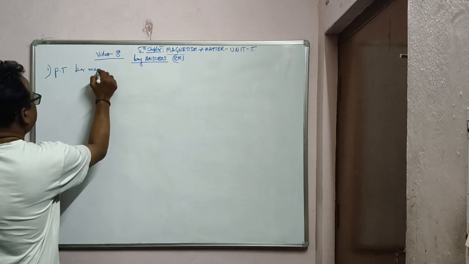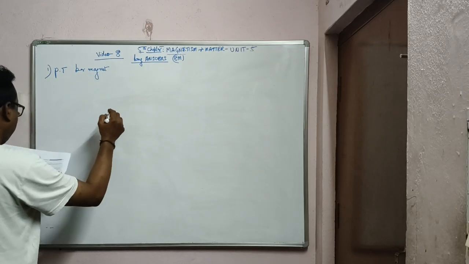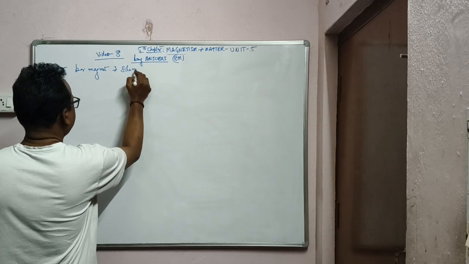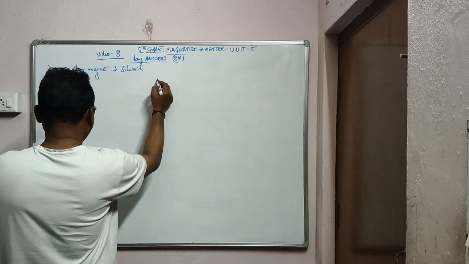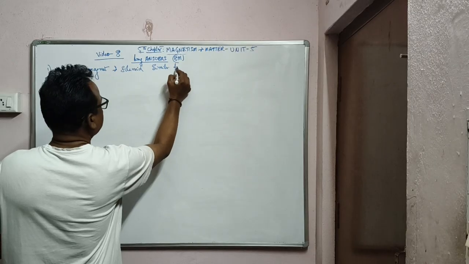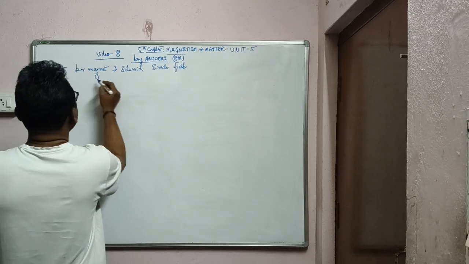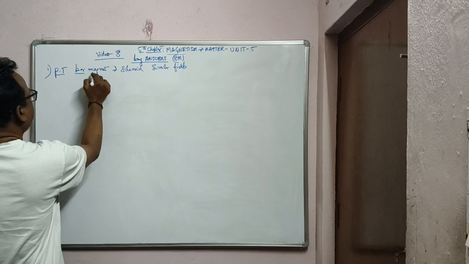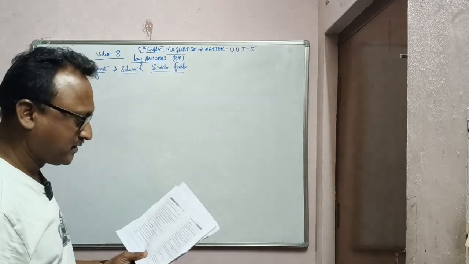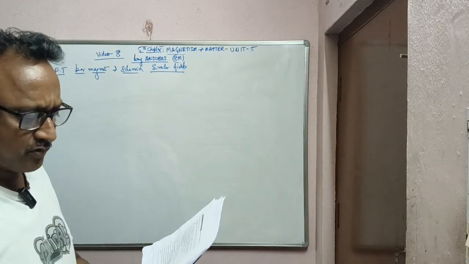Prove that bar magnet and solenoid have similar fields. So he is asking you to prove that a bar magnet and a solenoid have similar fields. Shall we prove it for 8 marks?